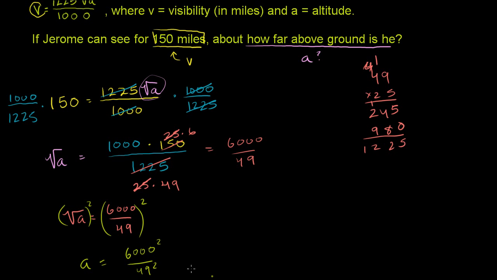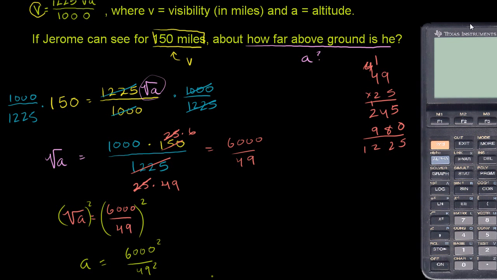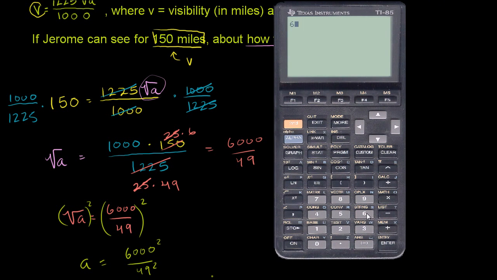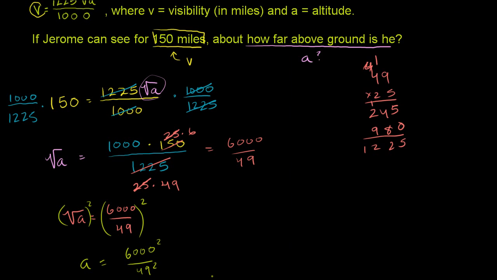So let's figure out what that number is, just so we get a sense of things. Let me get a calculator out for this one. All right, so we want to do 6,000 squared divided by 49 squared, which is equal to about 14,994 feet.